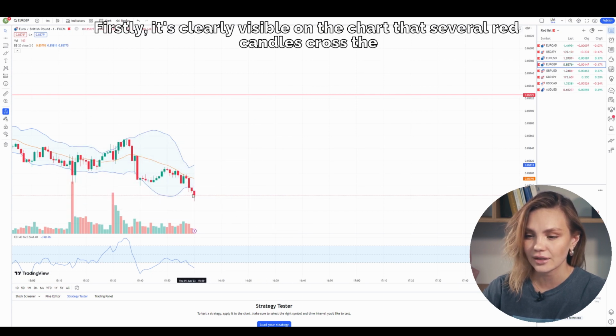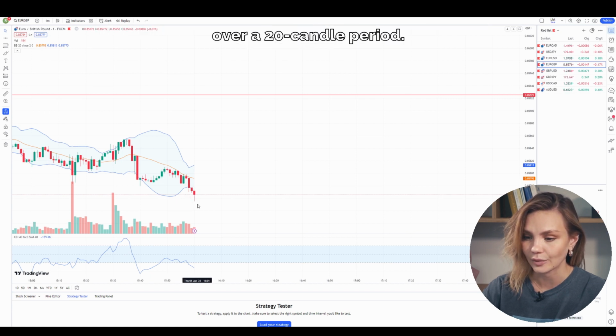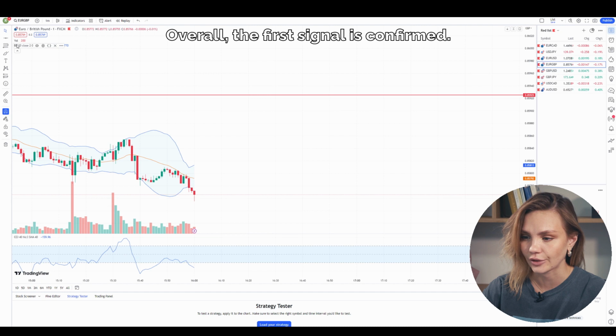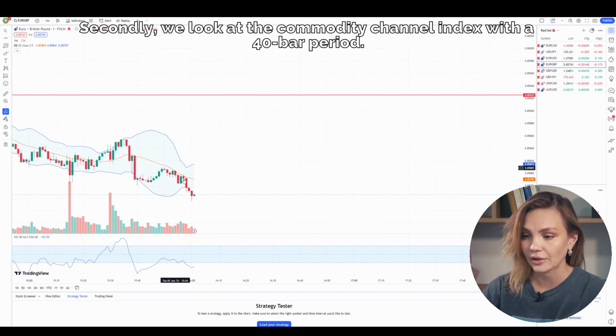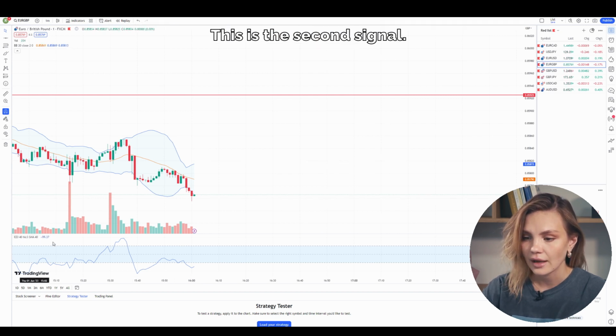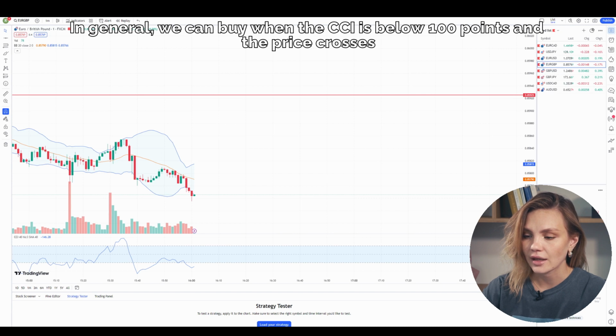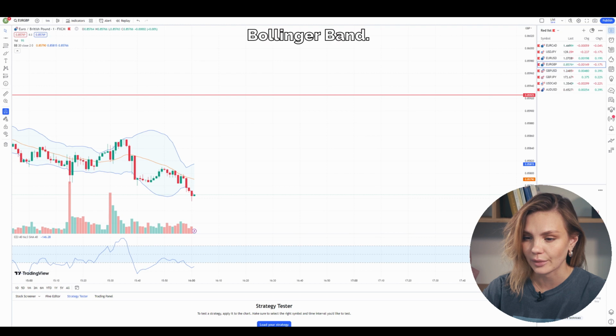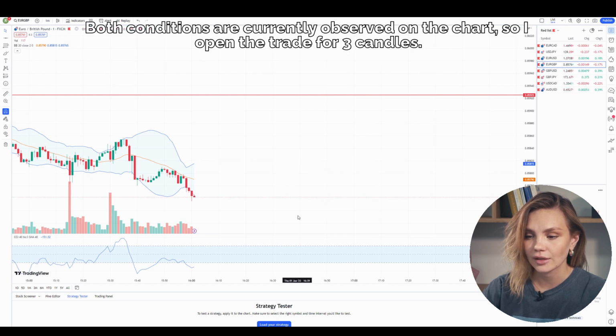Firstly, it's clearly visible on the chart that several red candles cross the lower band over a 20-candle period. Overall, the first signal is confirmed. Secondly, we look at the commodity channel index. With a 40-bar period, we notice that it starts entering oversold territory at the level of minus 46, the second signal. In general, we can buy when the CCI is below 100 points and the price crosses the lower Bollinger Band. Both conditions are currently observed on the chart, so I open the trade for 3 candles.